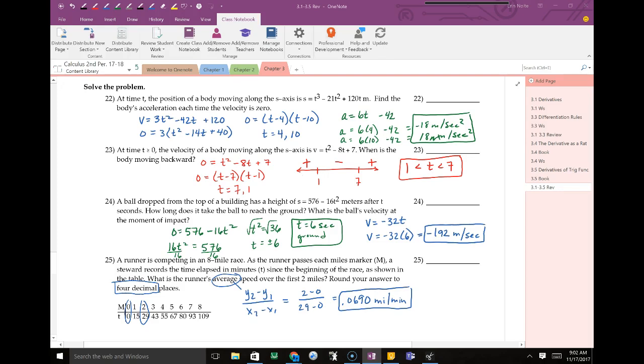Stopped. There it is. The object is stopped when the velocity is 0. Just seeing if you're thinking. Okay, so at 0, right? So it's stopped on this one at time 7 and 1.